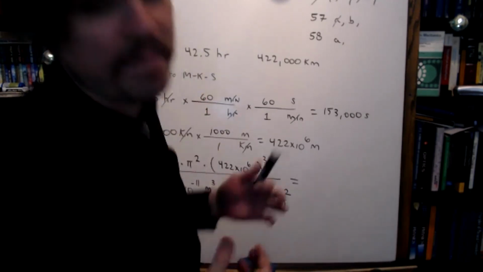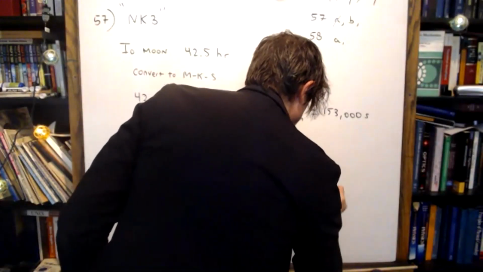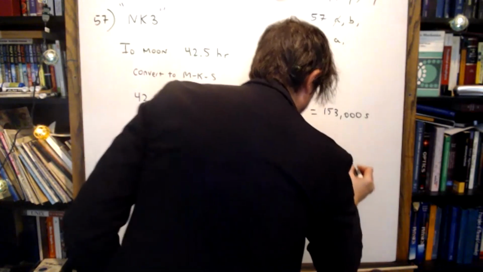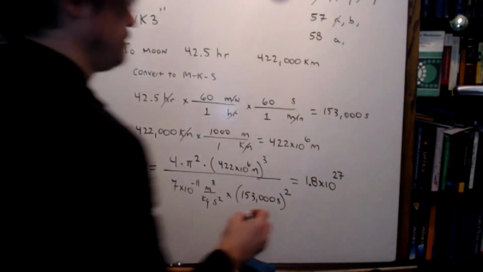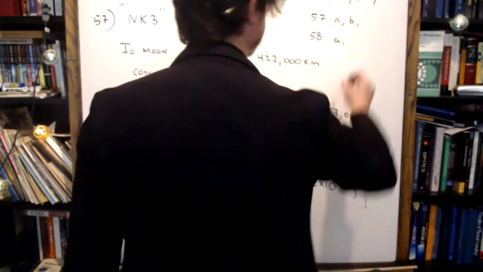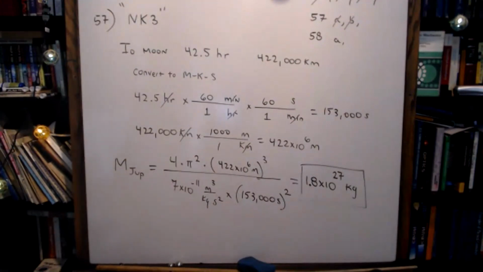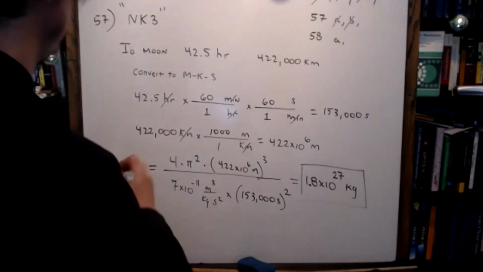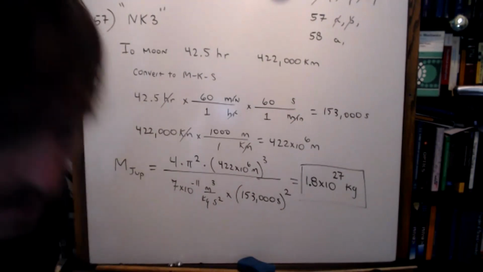No. That means it's in scientific notation, if you see that there. So 1.8 times 10 to the 27. What are the units, Jake? Kilograms? Yep, looks good, Cam. Digging it. By the way, that's B. Okay.